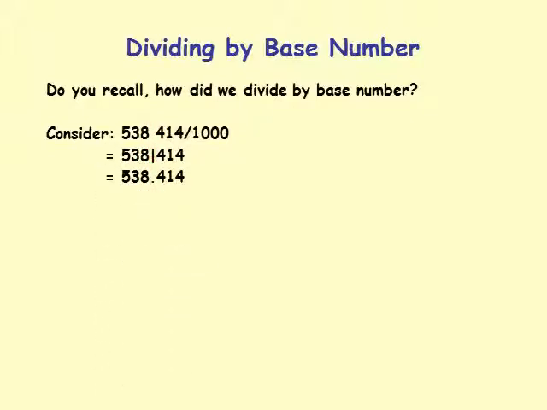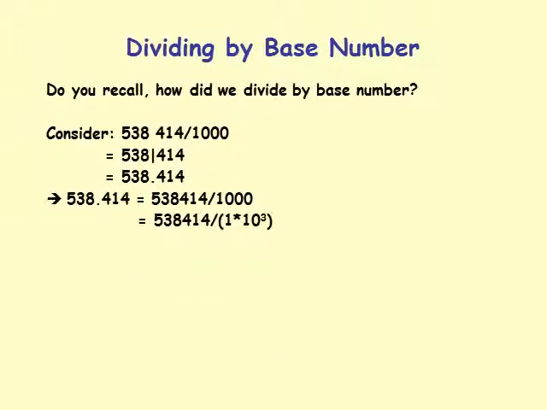Let's continue here. So that's 538.414. But that means 538.414 is 538414 divided by 1000. We got 538.414 from here. So that's what it is. And 1000 is 10 times 10 times 10, which is 1 times 10 raised to the power 3, or 10 cubed.